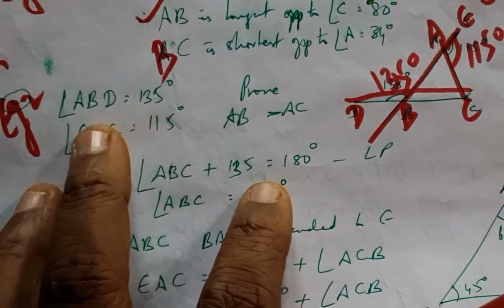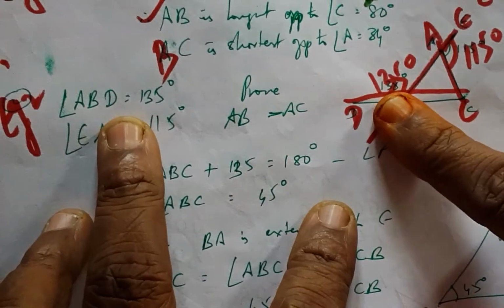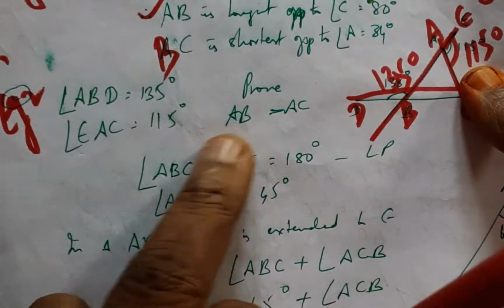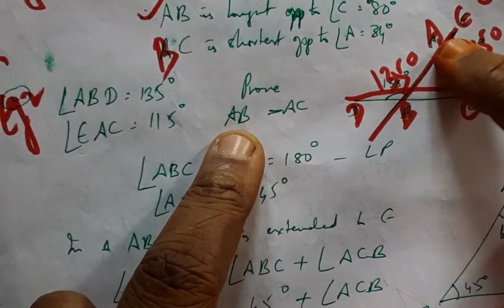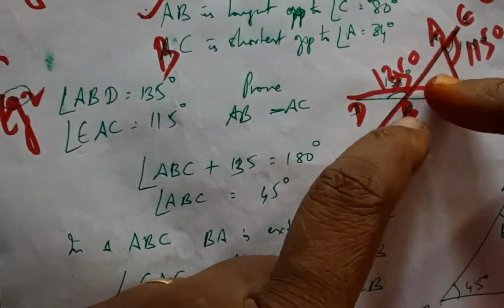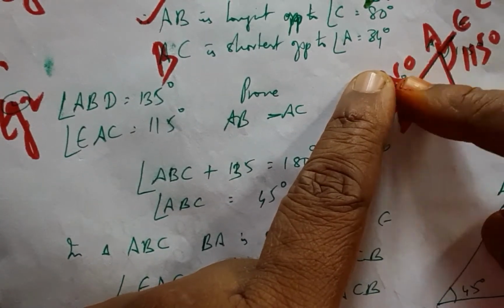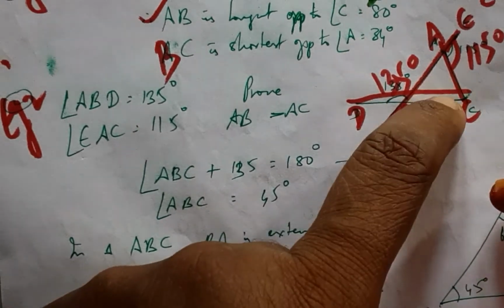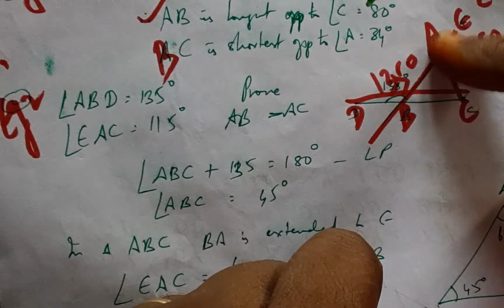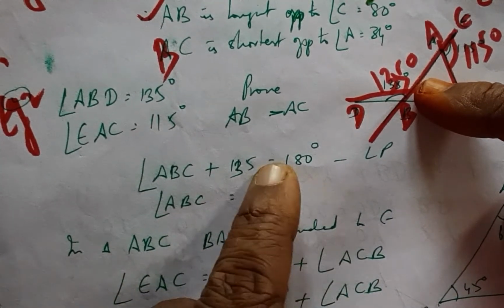Now I would wish to explain example 2. Herein we are given angle ABD equals 135 and angle EAC is 115, and we are supposed to prove that AB is greater than AC. To know about the position of this side, we should know angle C here, and to know about this AC, we have to know angle B. That is the first information, first hand.